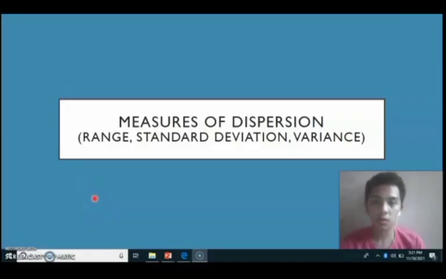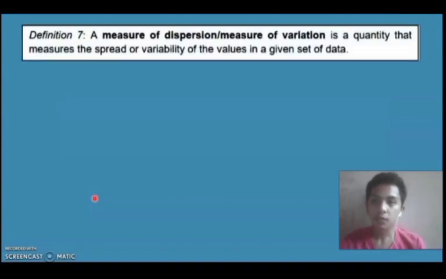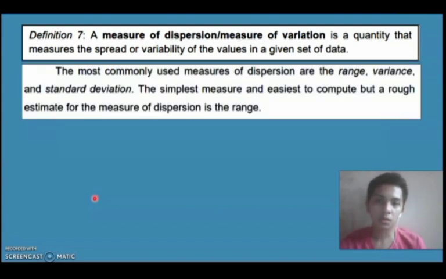So this is my first topic, which is the measures of dispersion: the range, the standard deviation, and variance. A measure of dispersion or measure of variation is a quantity that measures the spread or variability of the values in a given set of data. The most commonly used measures of dispersion are the range, variance, and the standard deviation. The simplest and easiest to compute, but a rough estimate, among the measures of dispersion is the range.